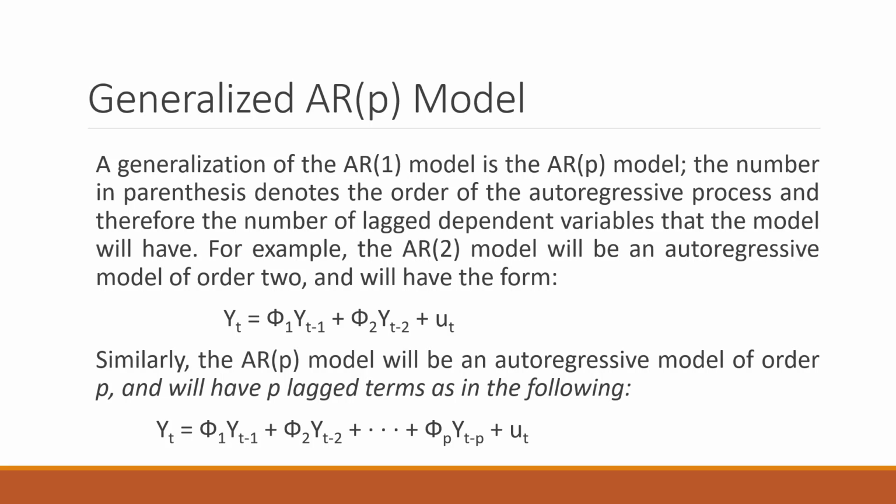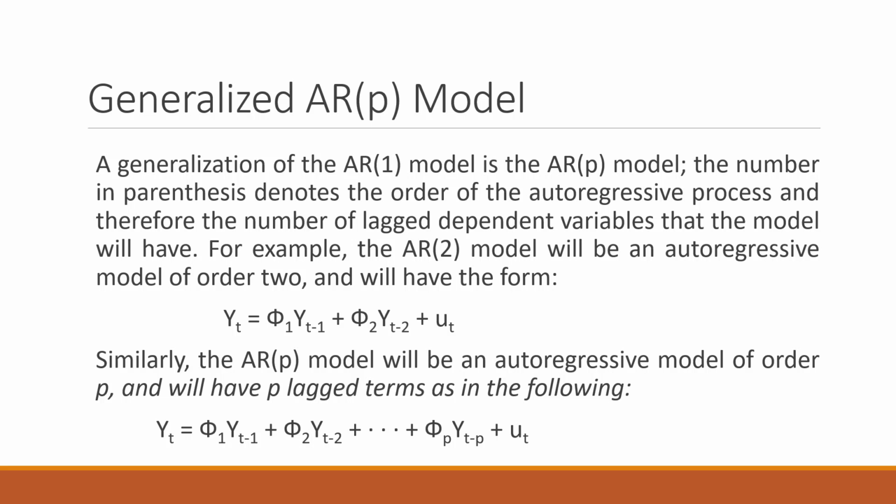Now, that was AR(1). If I talk about the generalized AR(p) model, yt is equal to phi 1 yt minus 1 plus phi 2 yt minus 2 plus ut, and the generalized form goes up to yt minus p plus ut. So this is basically an error term, ut. Please remember this is ut.